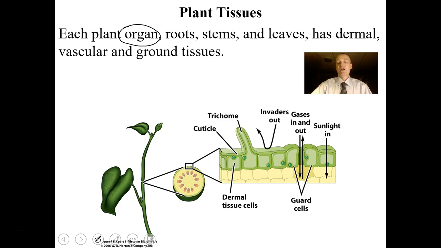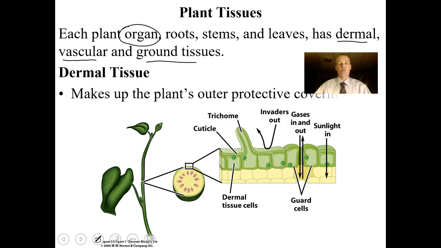There's dermal tissue. This is kind of like a covering tissue. There is vascular tissue. This is a conducting tissue. And then filling in the spaces is kind of like a ground tissue. So we'll talk about each of those. Let's go ahead and start with dermal tissue. So dermal tissue is going to make up the plant's outer covering.